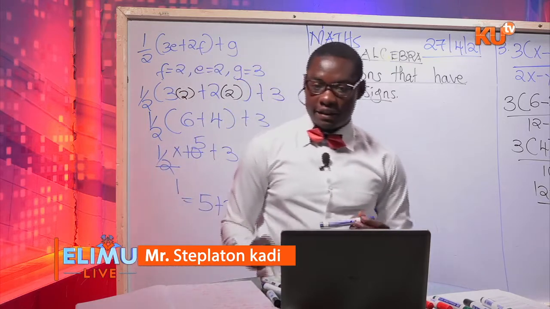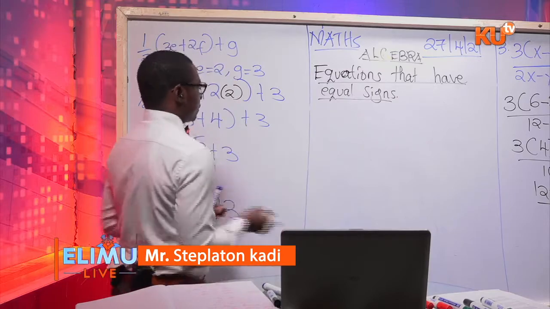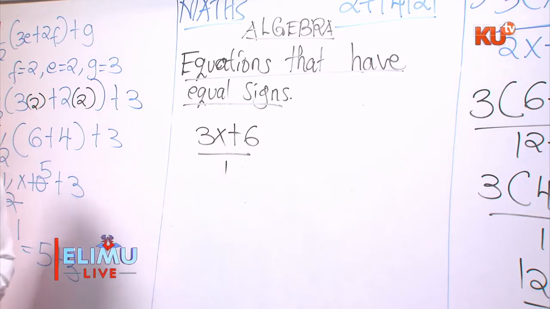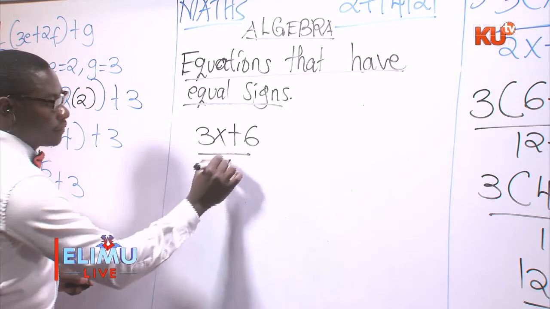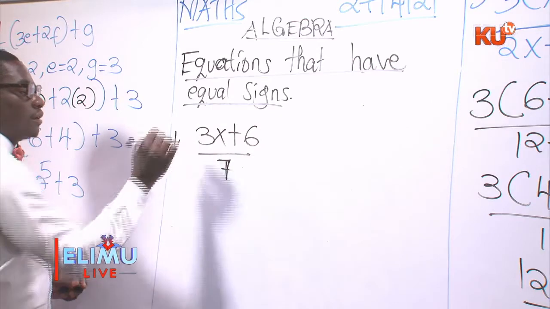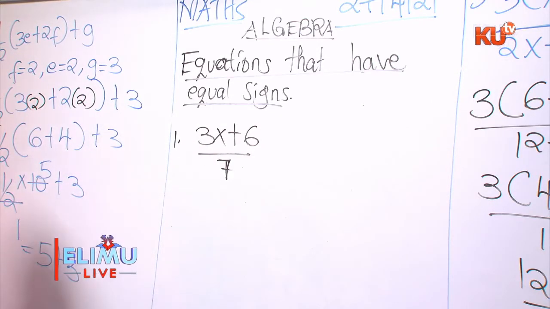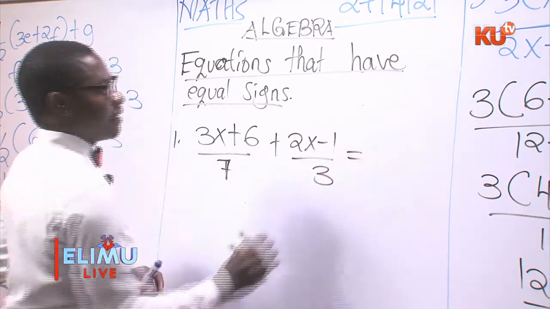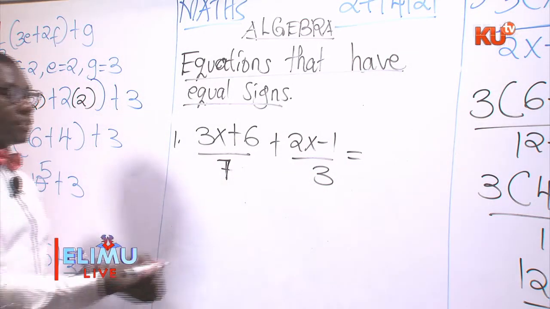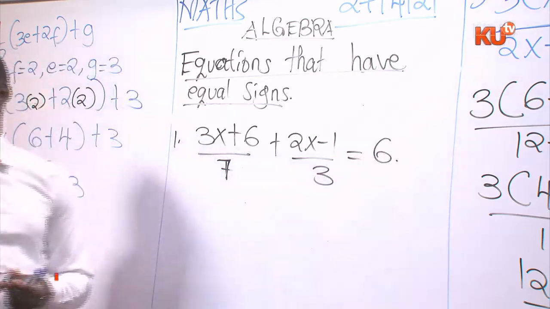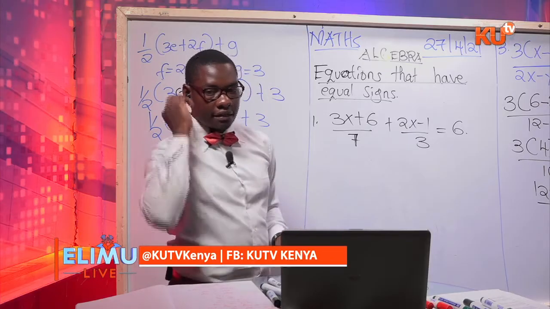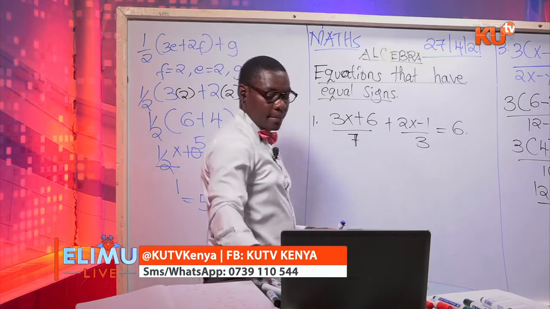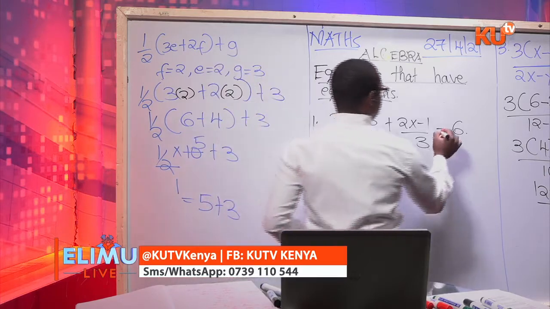We can have our first example as (3x plus 6) over 7, plus (2x minus 1) over 3, is equal to 6. This is a bit different from the ones we have done before. This example has an equal sign, the one that I'm talking about here.